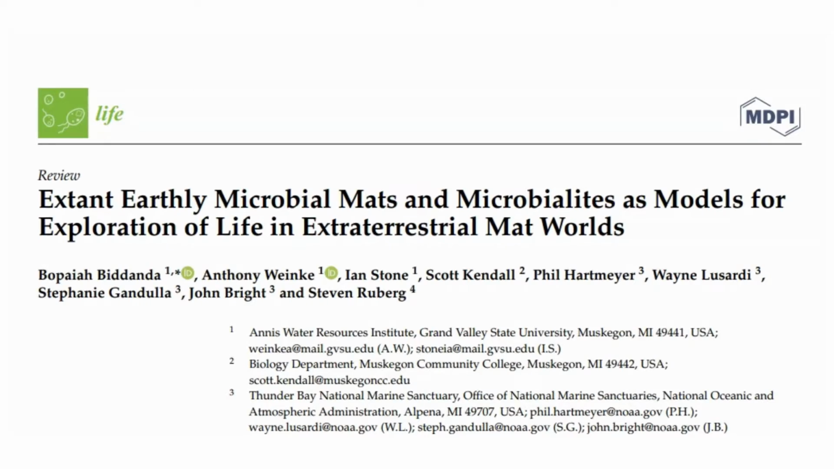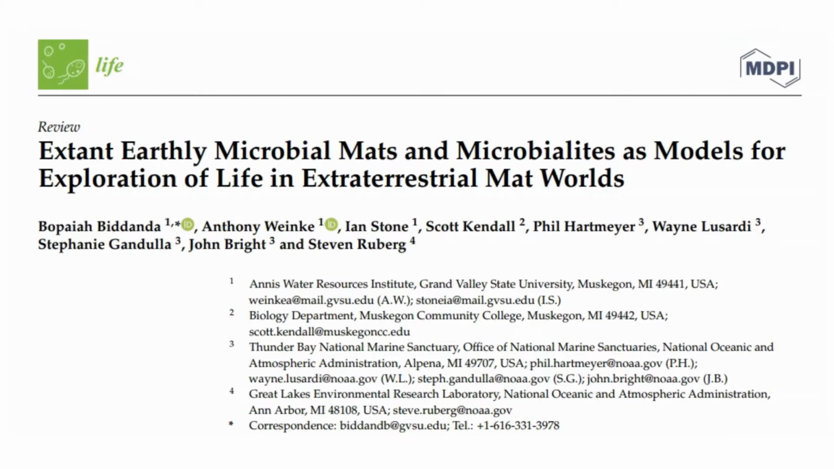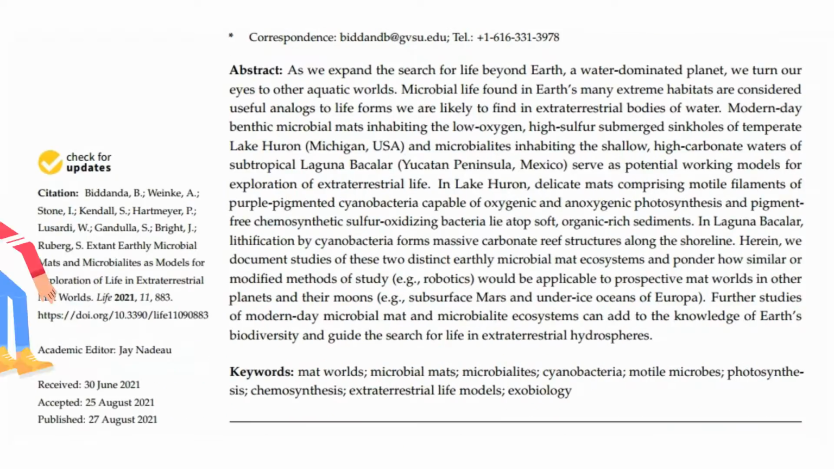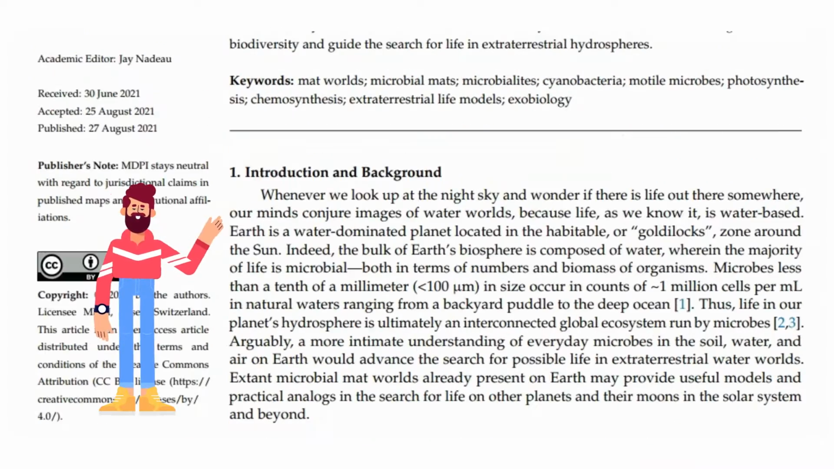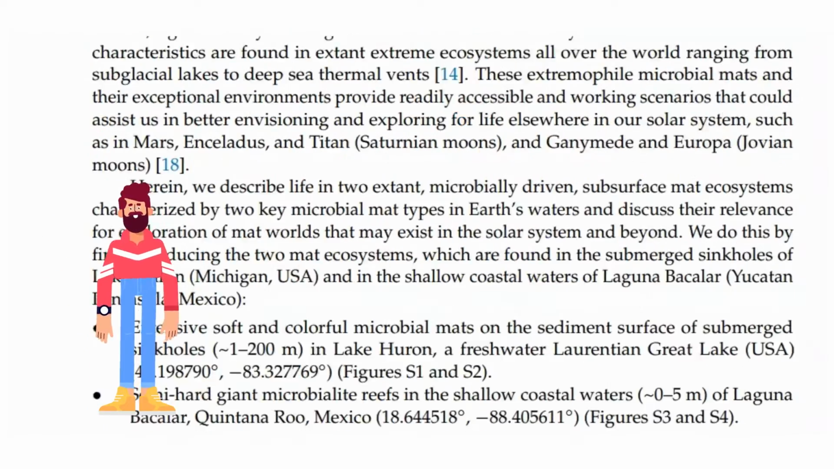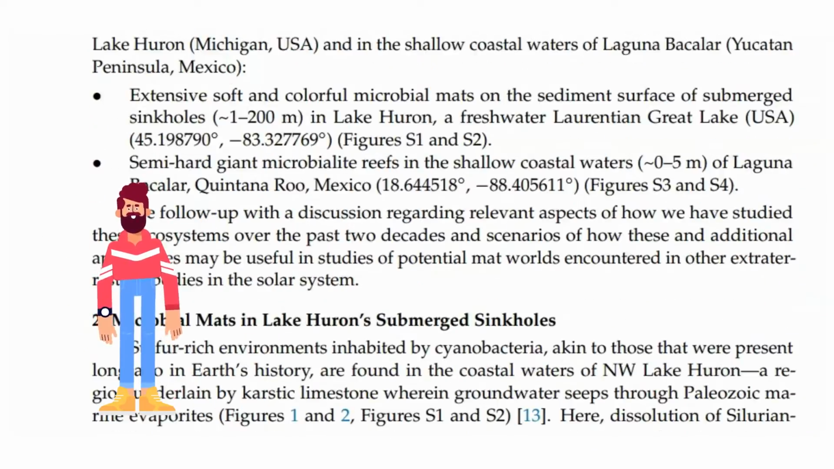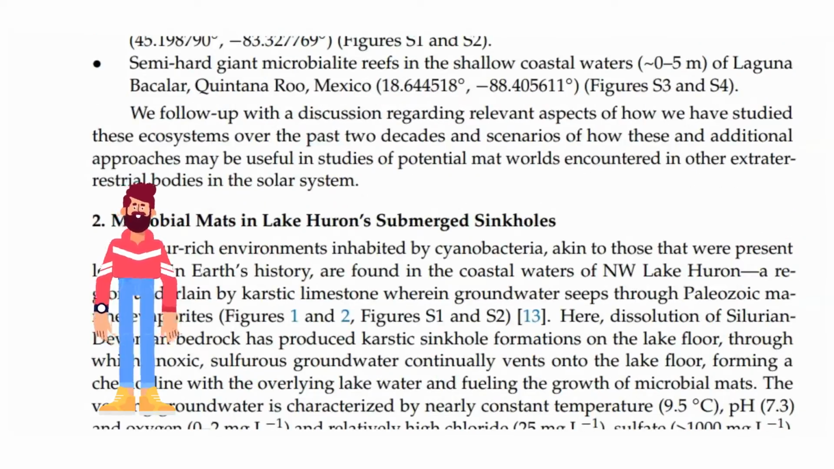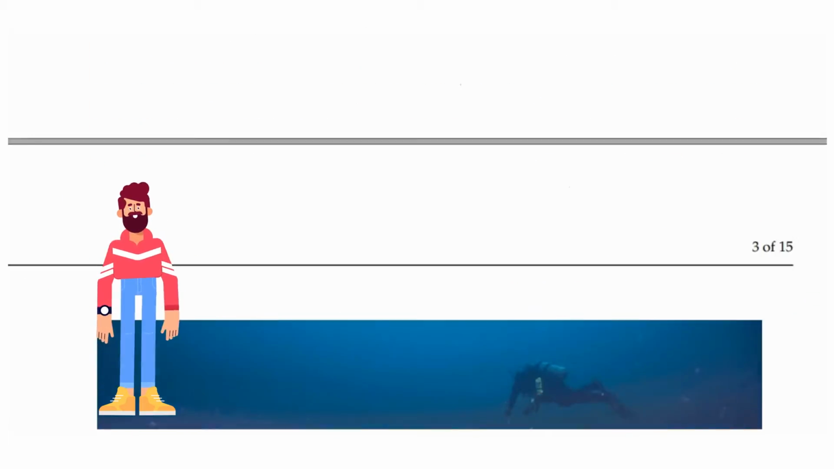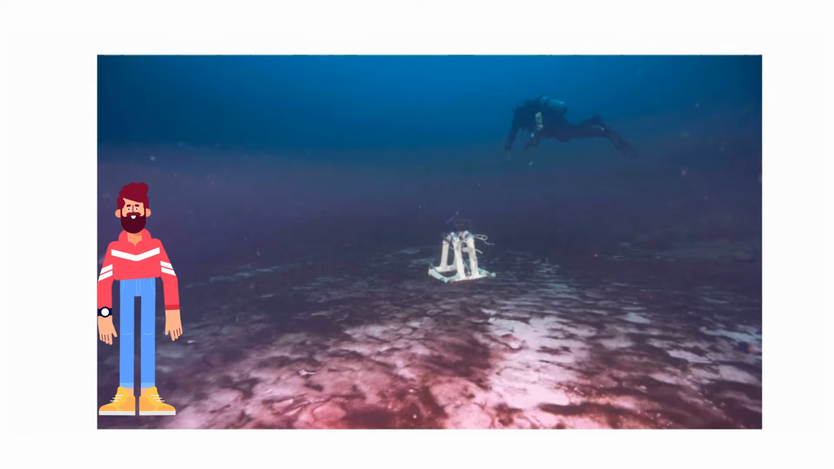Today we will talk about extant earthly microbial mats and microbialites as models for exploration of life in extraterrestrial mat worlds. Whenever we look up at the night sky and wonder if there is life out there somewhere, our minds conjure images of water worlds, because life, as we know it, is water-based. Microbial life found in Earth's many extreme habitats are considered useful analogues to life forms we are likely to find in extraterrestrial bodies of water.